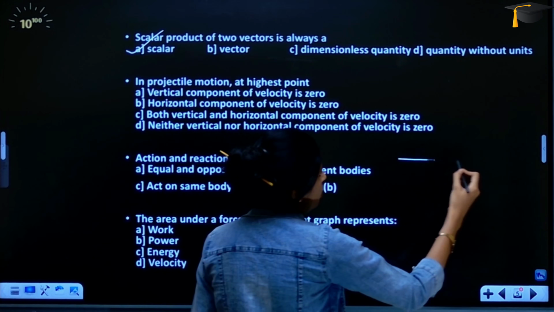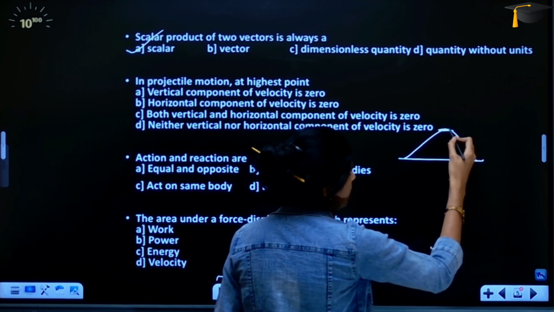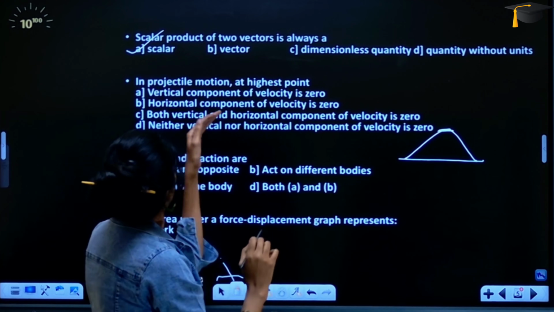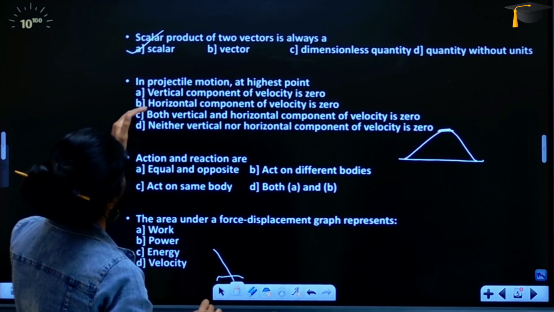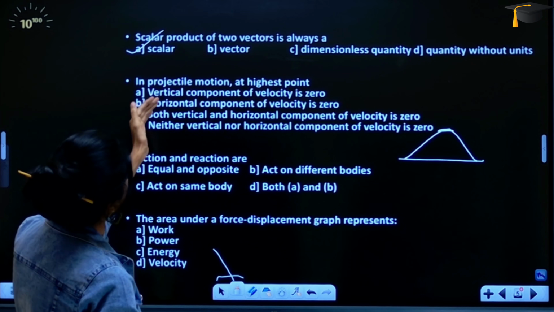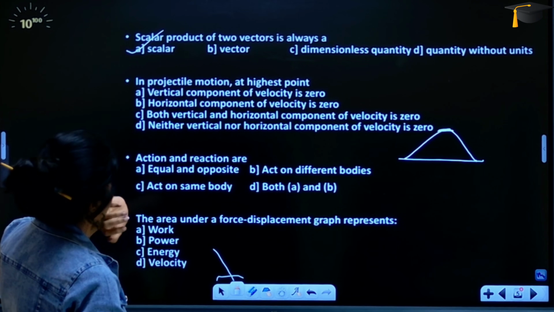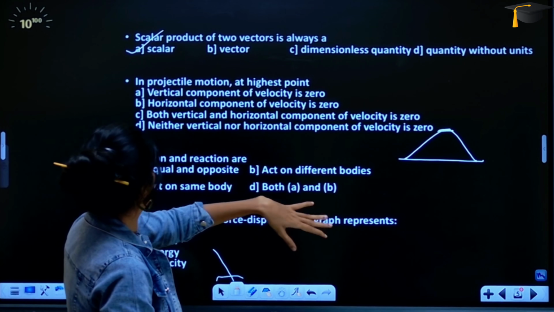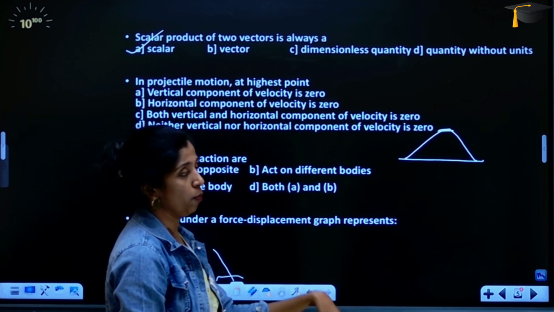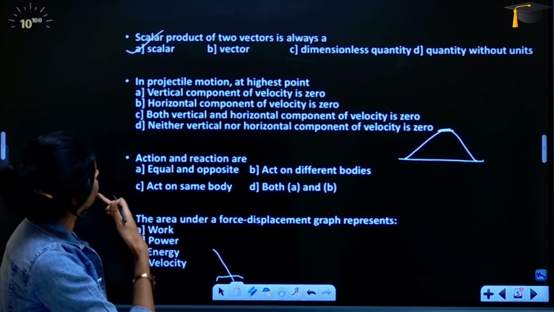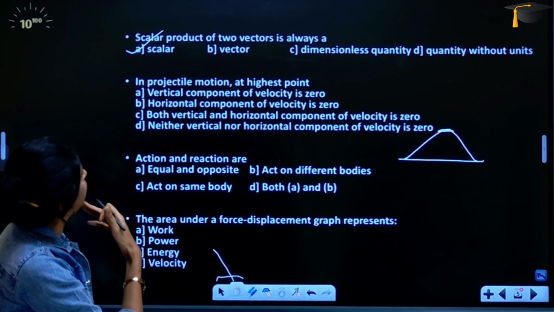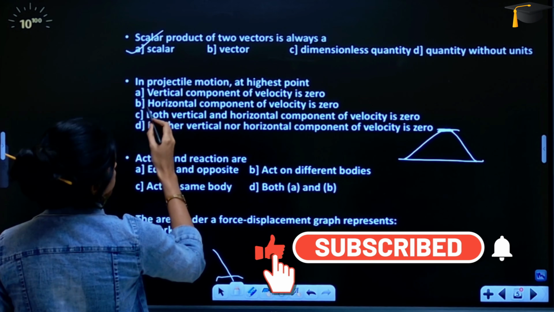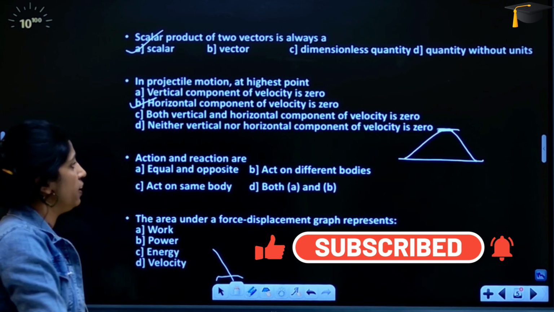Next, in projectile motion at the highest point. You all know projectile motion, right? At the highest point, you would have discussed the velocity will be 0. But where do we have velocity? There are two velocities, horizontal velocity and vertical velocity. So which might be 0 over here? Is it both, or neither the vertical nor the horizontal component? What do you think? What might be the correct option? At the highest point, the vertical component of velocity will be 0, students. So option B is the correct answer.